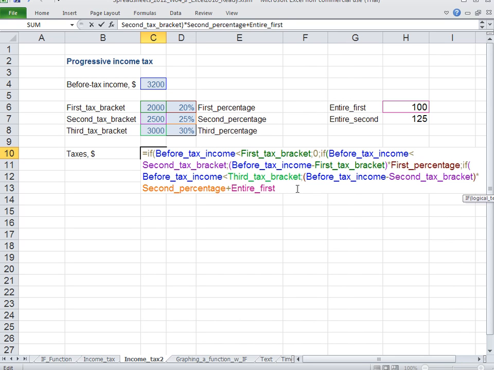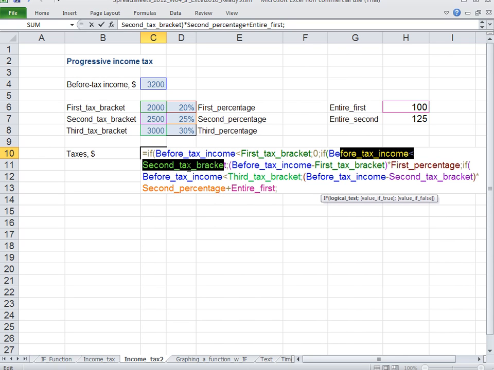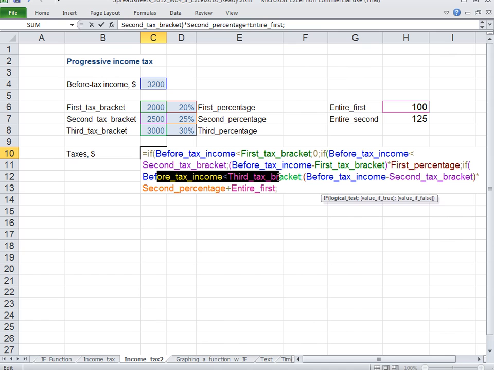Okay, and now we're at the very end of our formula. We have checked that our before tax income is not under 2,000. We've checked it's not under 2,500. We've checked it's not under 3,000. Thus, we automatically know that it's over 3,000. So we can automatically write the last option. It goes like this.